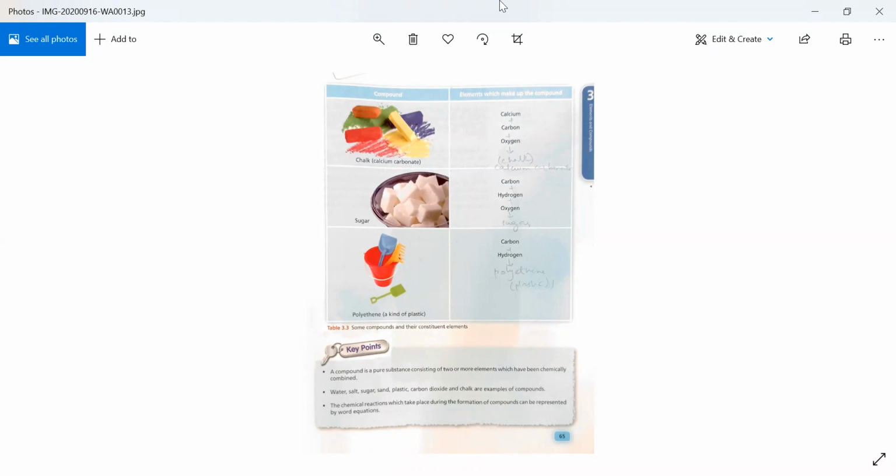So students, I hope lesson 3.3 is clear to you all, which is still page number 65. And from page number 64, we are going to discuss in the next class.